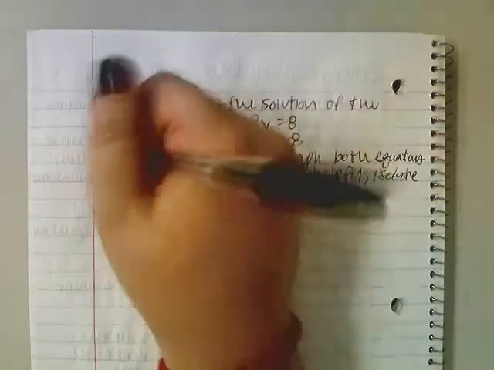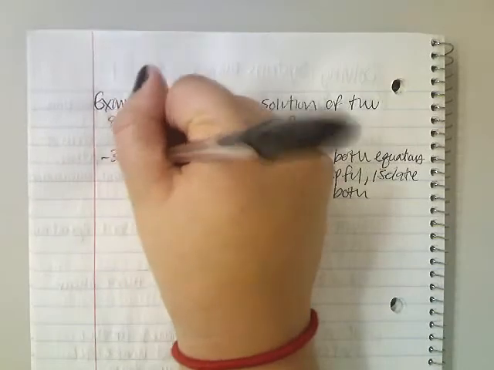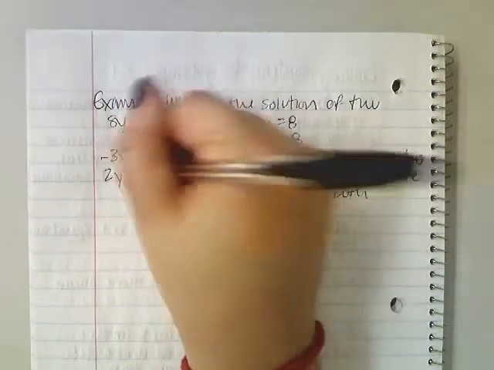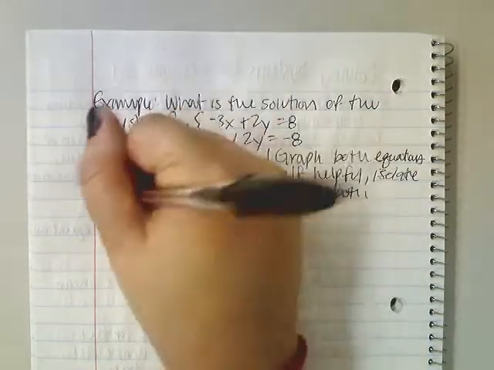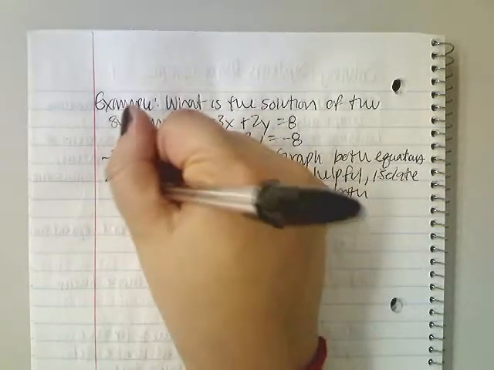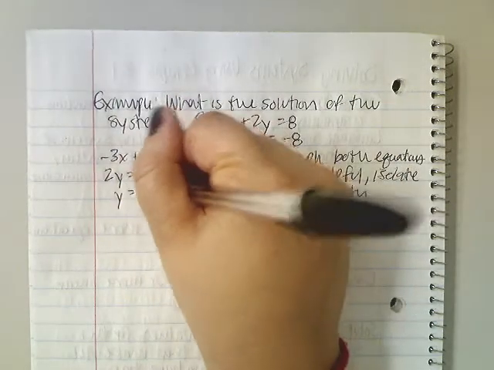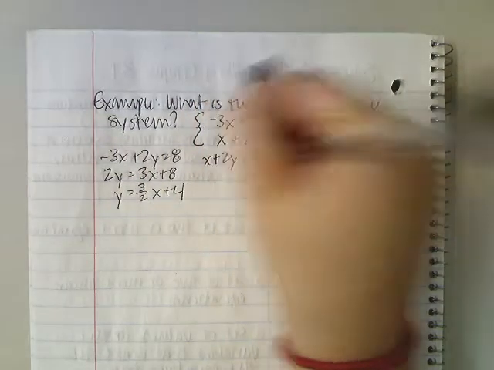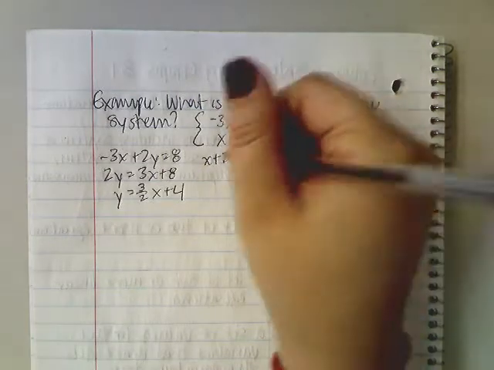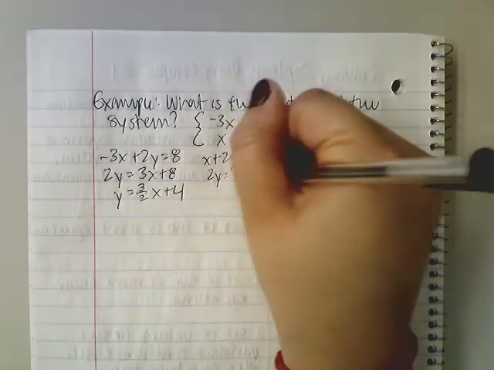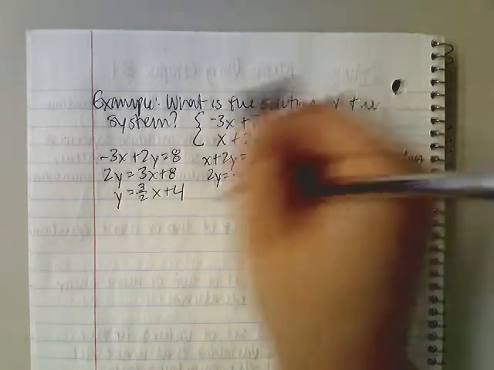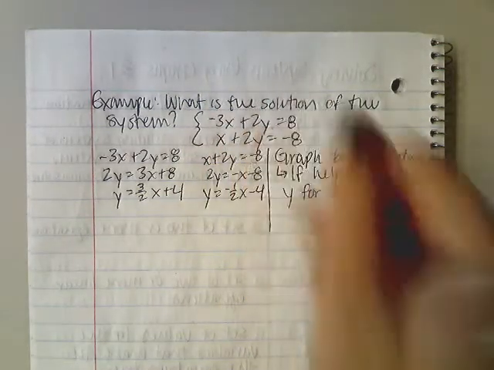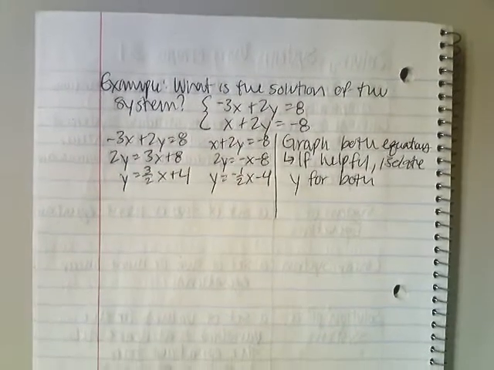So I started with negative 3x plus 2y equals 8. And I add 3x to both sides. I get 2y equals 3x plus 8. And I divide by 2 and I get y equals 3 over 2 x plus 4. For my other equation, I started with x plus 2y equals negative 8. I subtract x from both sides and I get 2y equals negative x minus 8. And I divide by 2 and I get y equals negative 1/2 x minus 4. So those are my two equations.